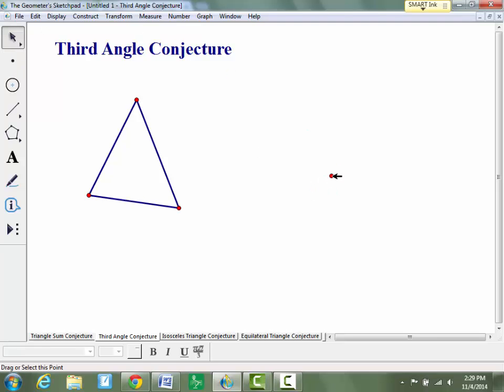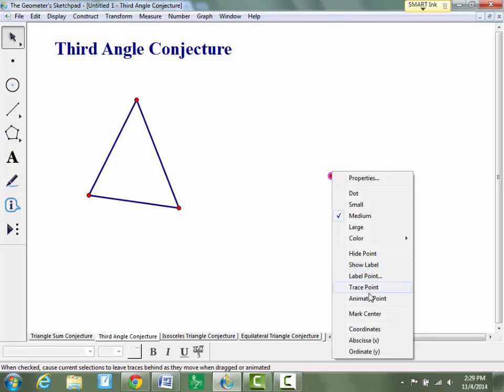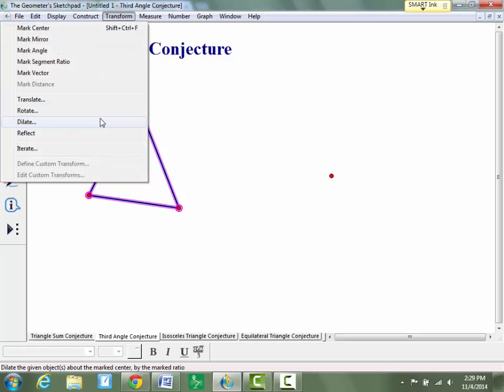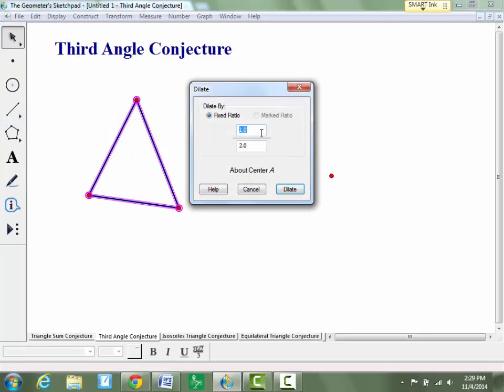I'm going to mark this as a center for dilation. So I'm going to double click it, or you can right click and select mark center. You are then going to highlight the triangle, and you want to transform dilate. Okay, I'm going to leave the fixed ratio at 1/2, but you can change it to 1/4, or you can enlarge it, say 2:1 or 3:1 or what have you.